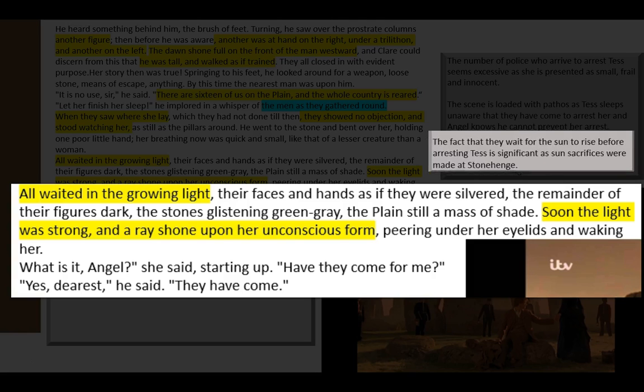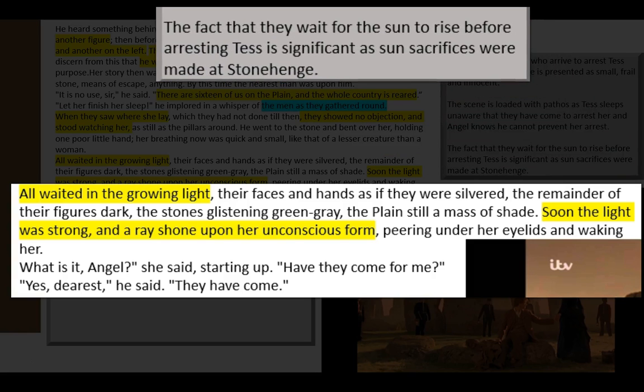They do wait, and it is significant, as I said, because they wait for the sun to rise. If you think back to that conversation at the beginning of this extract, they were talking about sacrifices, and Angel told her no, they sacrifice to the sun. So the police wait until dawn, they wait till the sun rises to take her away, to essentially sacrifice her. And because he's already planted that idea in the reader's mind, we pick up on the idea that she is being sacrificed, a kind of sun sacrifice to this pagan idea.